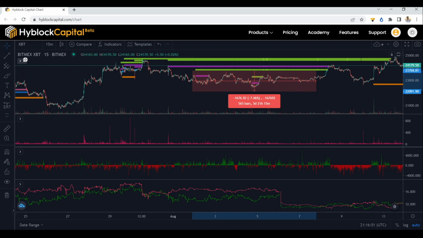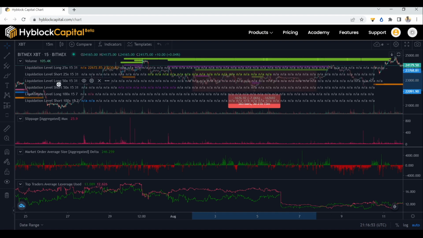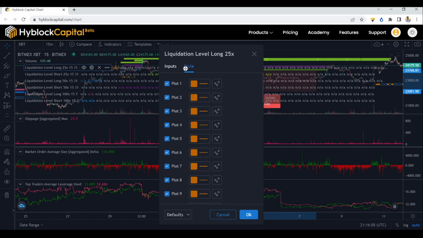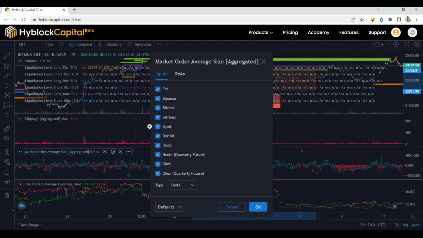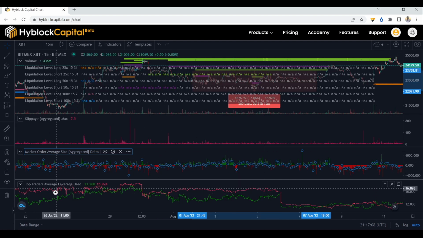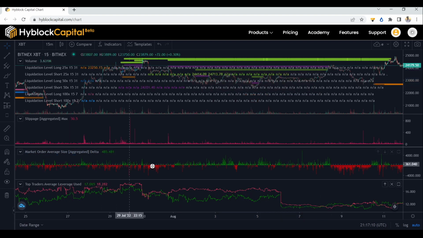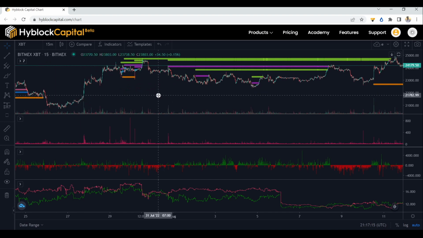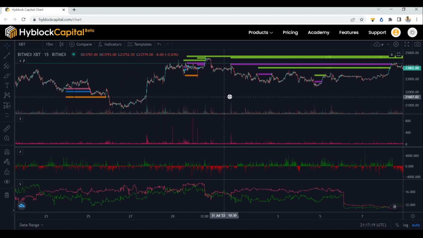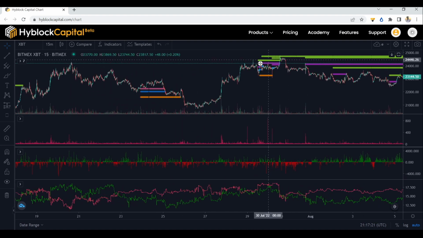Now to recap what this system consists of, it's all liquidation levels from Hyblock. I put these to a 31-day though, just keep that in mind. Slippage, nothing changed there. Market order average size, I have everything we need here and I switched it to delta. And then finally we just have top traders average leverage. This setup is just going to indicate to me which side, the retail longs or the retail shorts, are about to get obliterated. And then this would have even been really good for short-term trading.